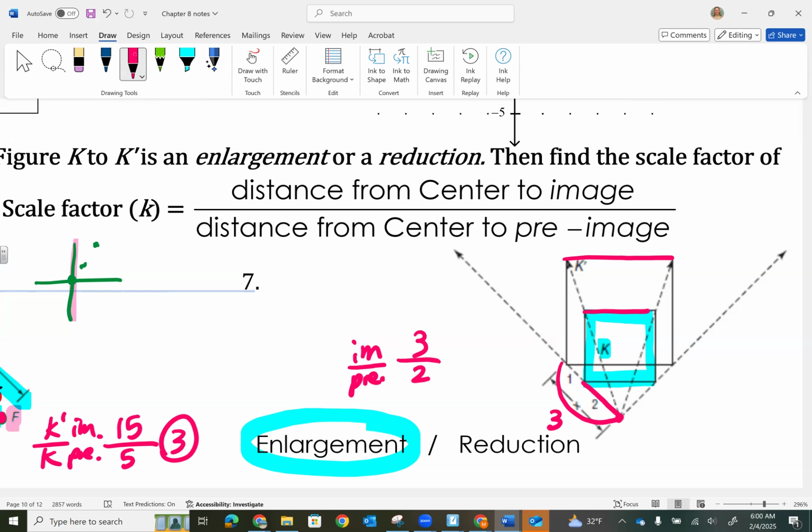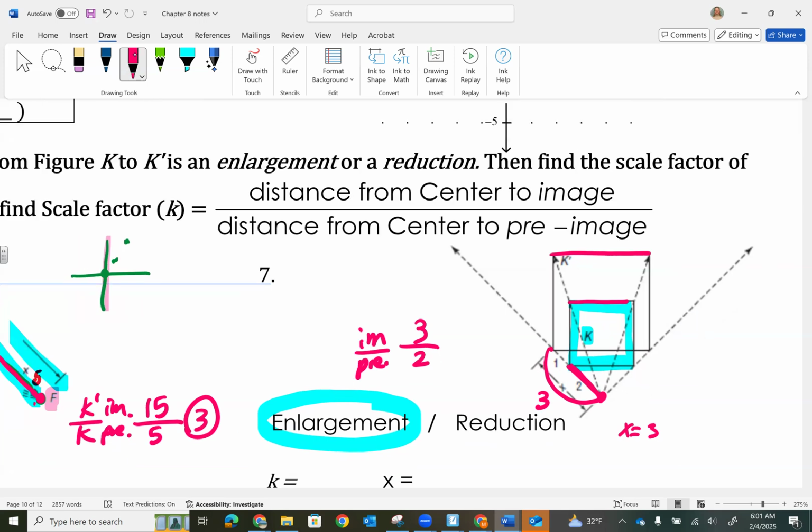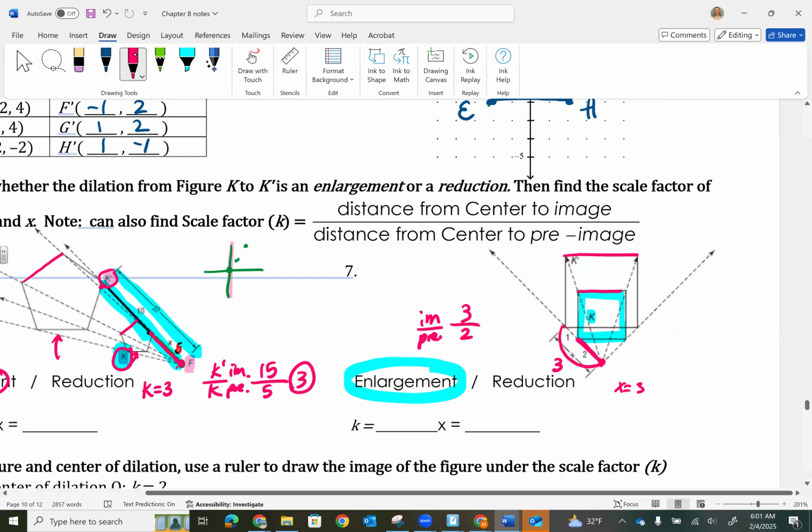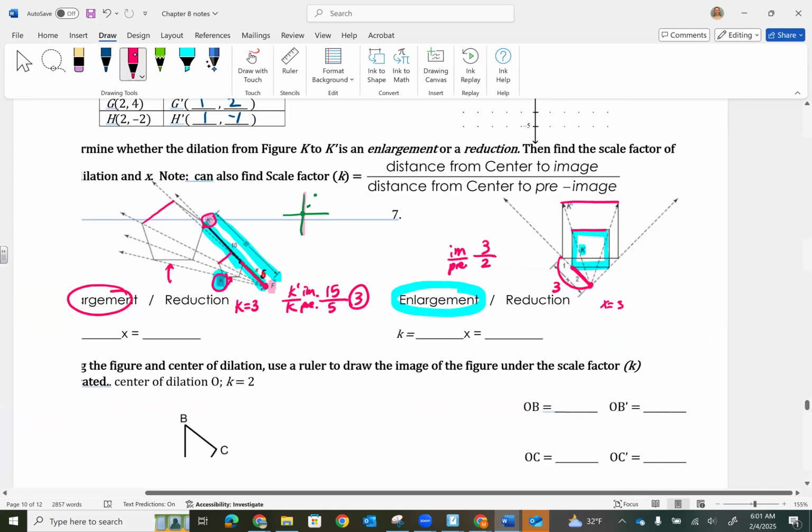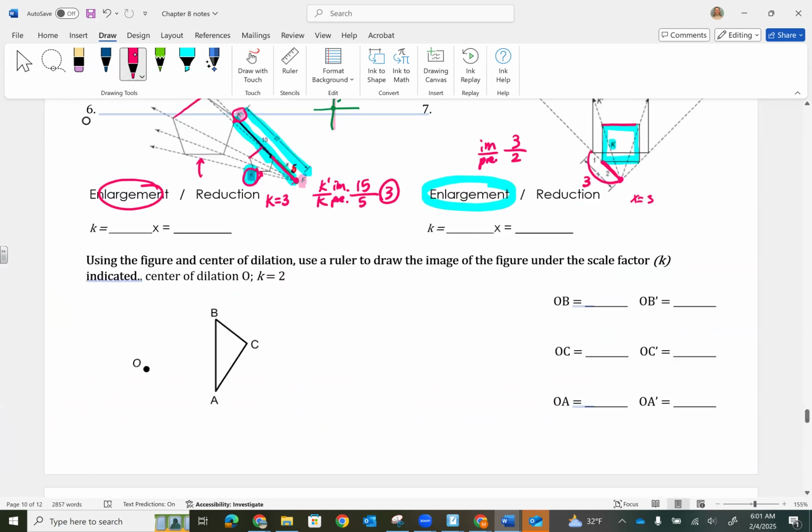So it's going to times it by 1.5. Okay, so it is bigger than 1. The value of X is actually 3. So the distance from the center of dilation to the image over the distance to the pre-image will give you that scaling factor as well. It's a little weird.